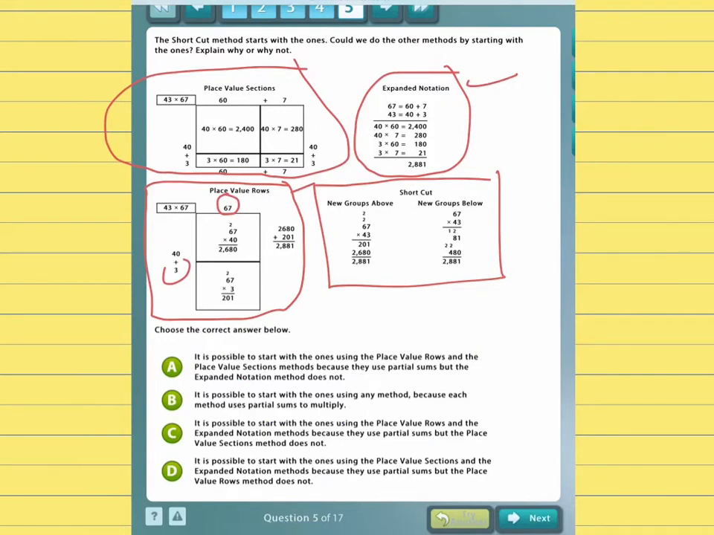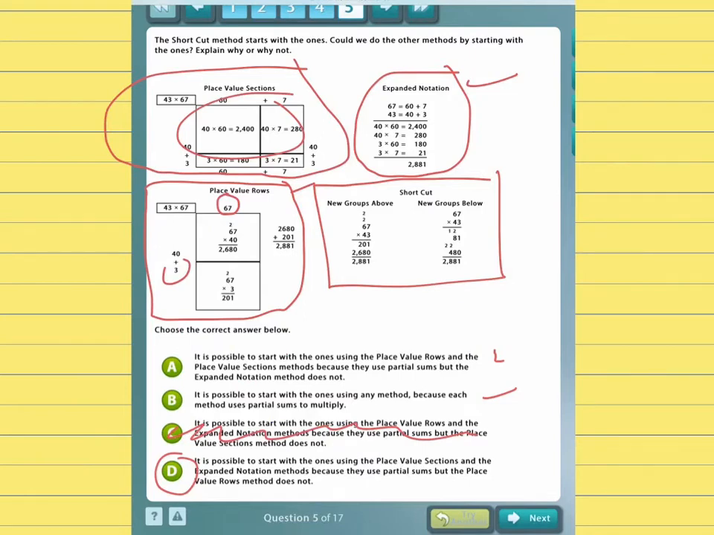Is it possible to start with the ones using any method because each method uses partial sums? Maybe. I'm going to have to rethink this one here. Is it possible to start with the ones using place value rows and expanded notation because they use partial sums, but the place value section does not? Well, place value section does use partial rows, so I don't think this counts. It is possible to start with the ones using the place value section, yes, and the expanded notation, yes, because they use partial sums. I think D is the correct answer because I don't think you start with the ones.